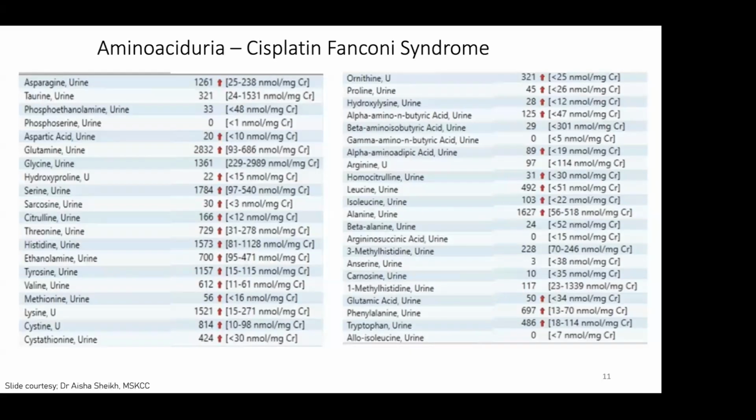This is not regarding this patient, but what I want to show is, in a patient who's been treated with cisplatin, when Fanconi syndrome happens, this is the type of picture of aminoaciduria one can see. This is actually from a real patient, not the patient I just described. This patient was seen by one of my colleagues at Memorial Sloan Kettering, and she provided me this figure. You can see the urinary estimation of those individual amino acids, and all those amino acids in red are increased, which means there is aminoaciduria.